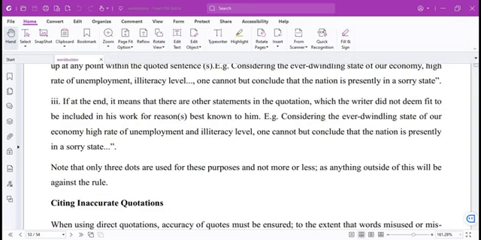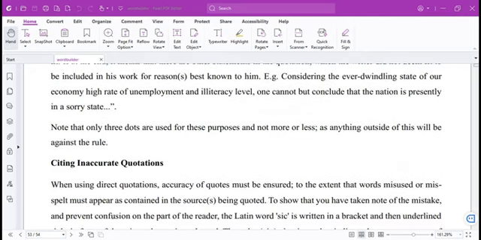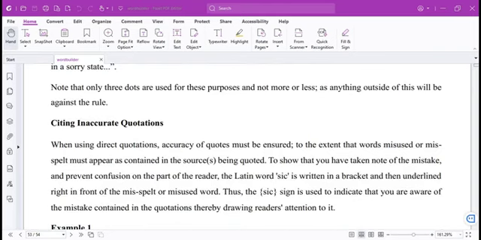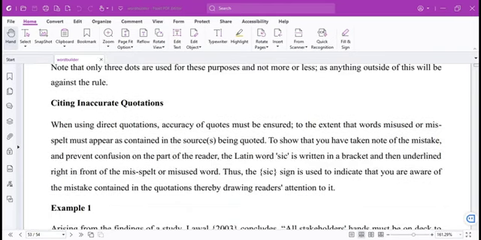All right. Note that only 3 dots are used for these purposes, and not more or less, as anything outside of this will be against the rule. So you must make sure that your dotting, you don't get carried away. Your dotting must be 3, not more, not less. All right. We go to citing inaccurate quotations.